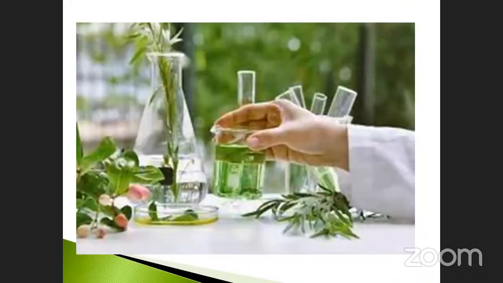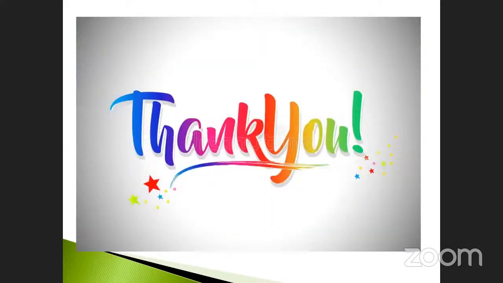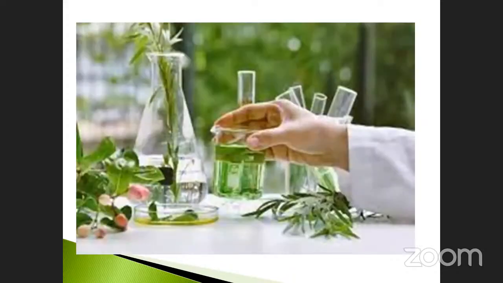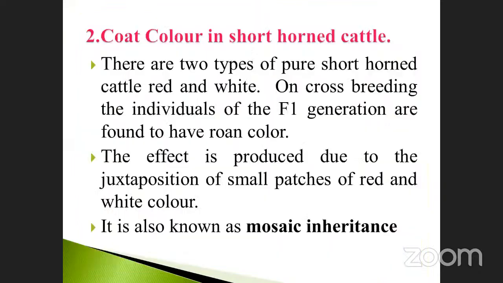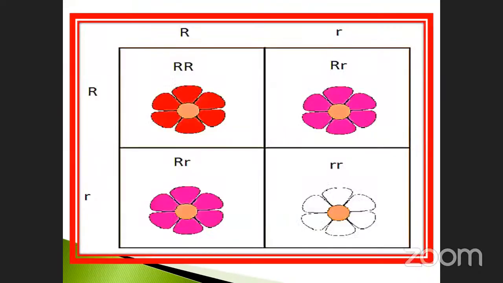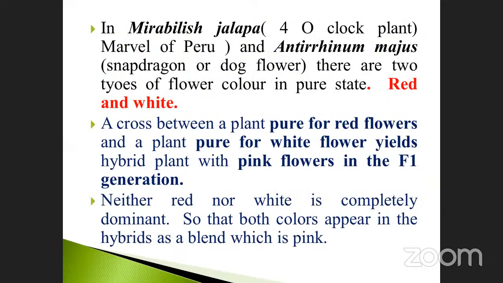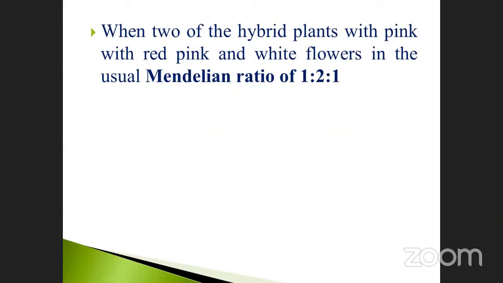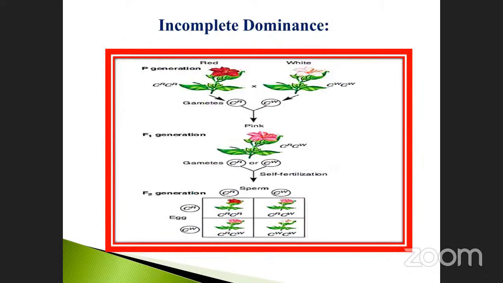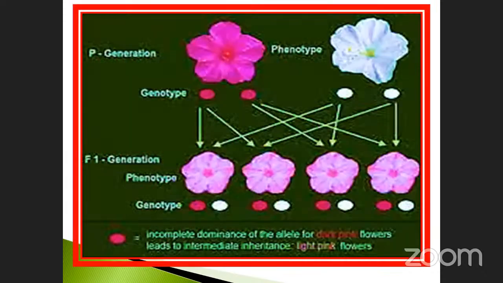This is part 2. Today, what have we already discussed in our report? Incomplete dominance. Incomplete dominance: one is the four o'clock plant, Mirabilis jalapa, and another is Antirrhinum majus. What are the combinations? Red and white, and the F1 generation will be pink. The Mendelian triad is also what happened here. A 1:2:1 ratio will be obtained due to incomplete dominance. The checkerboard is already in our report.